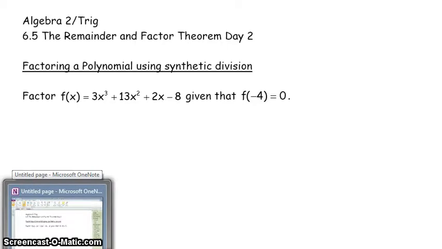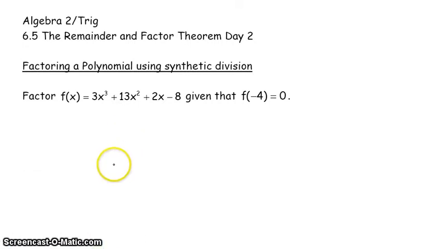We are just continuing on learning about the remainder and factor theorem. We are going to look at this first problem here. Factor f of x equals 3x cubed plus 13x squared plus 2x minus 8, given that f of negative 4 equals 0.